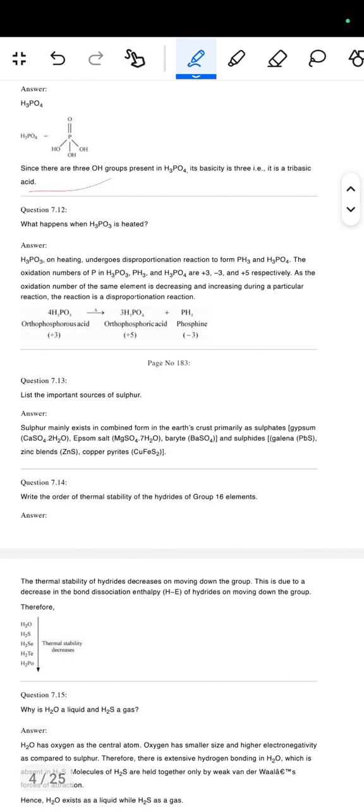नेक्स्ट है कि what happens when the H3PO3 is heated? तो H3PO3 on heating undergoes the disproportionation reaction to form the PH3 and H3PO4. The oxidation number of the P in the H3PO3, PH3 and H3PO4 are +3, -3, +5 respectively. So the oxidation number of the same element is decreasing and increasing during a particular reaction.